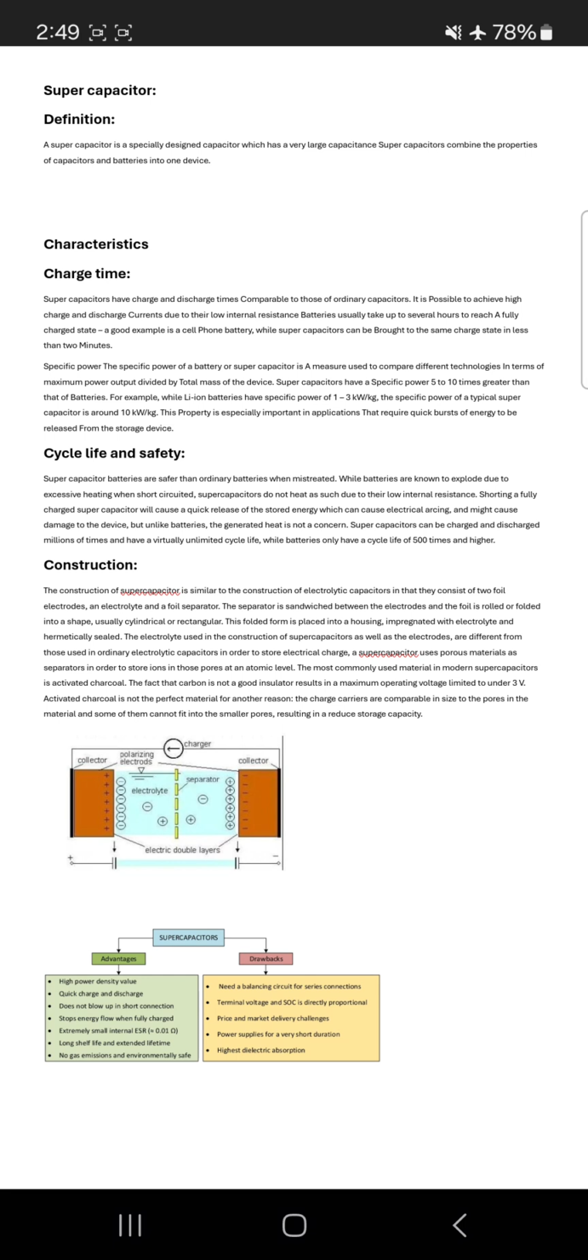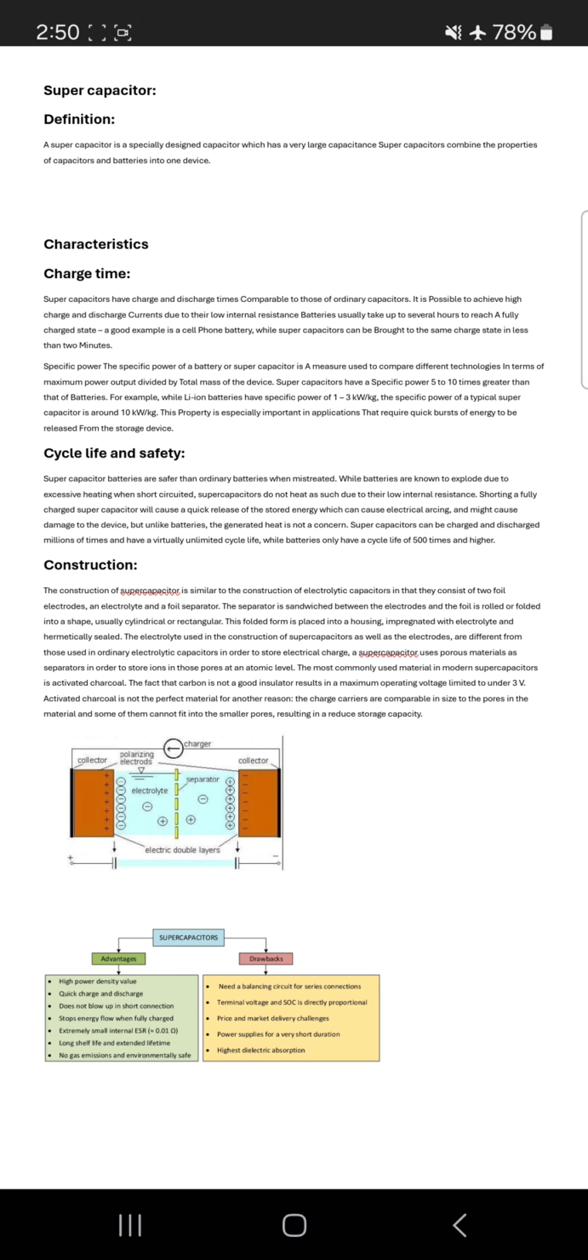Batteries usually take up to several hours to reach a fully charged state. A good example is a cell phone battery, while a supercapacitor can be brought to the same charge state in less than 2 minutes.